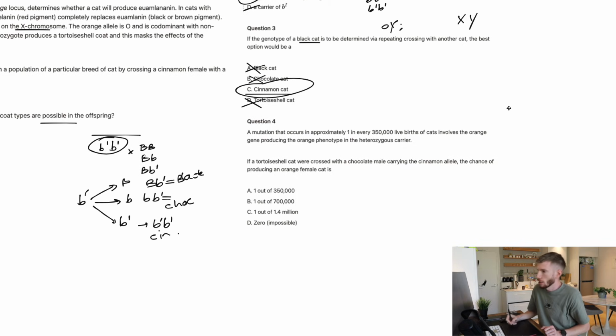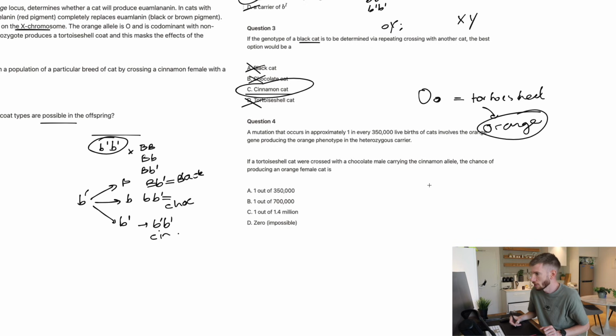And then question 4, a mutation that occurs in approximately 1 in every 350,000 live births of cats involves the orange gene producing the orange phenotype in the heterozygous carrier. That is, instead of the tortoiseshell, you don't get the codominance, you then get complete dominance of the orange gene. So what that means is normally this would be the tortoiseshell type, and what's happening now is it's leaning towards just orange, as if it were to be homozygous dominant. And so if a tortoiseshell cat were crossed with a chocolate male carrying the cinnamon allele, the chance of producing an orange female cat is what?